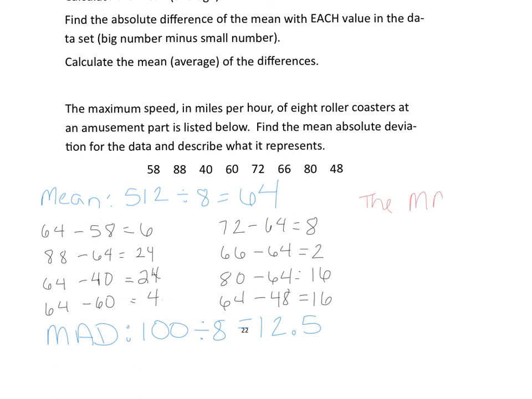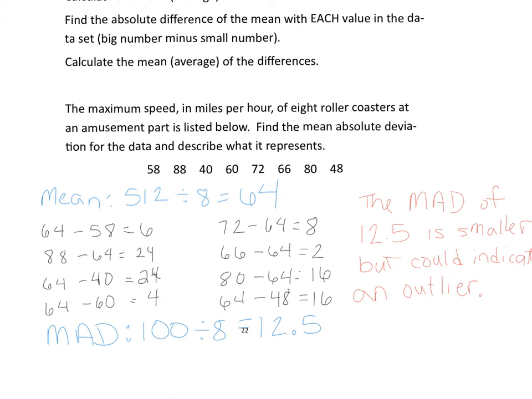the MAD of 12.5 is smaller, but could indicate an outlier. And the reason it could indicate an outlier is if you want low variation, you want the MAD to be closer to 0. 12.5 is starting to get a little bit bigger, and that's why it may indicate an outlier.